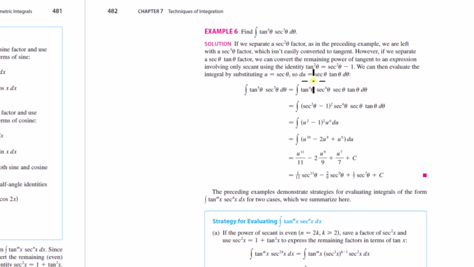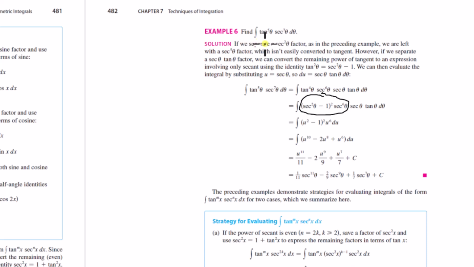Because you need to be left with an even power of tangent so that you can convert that to purely a function of secant. And so in that case, you have a function of secant and then secant theta tangent theta, so that you can say u is equal to secant theta, and then du is equal to secant theta tangent theta d theta.